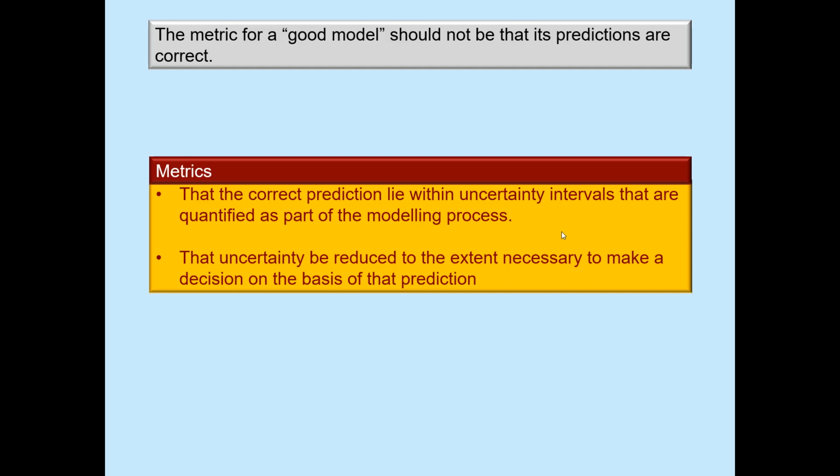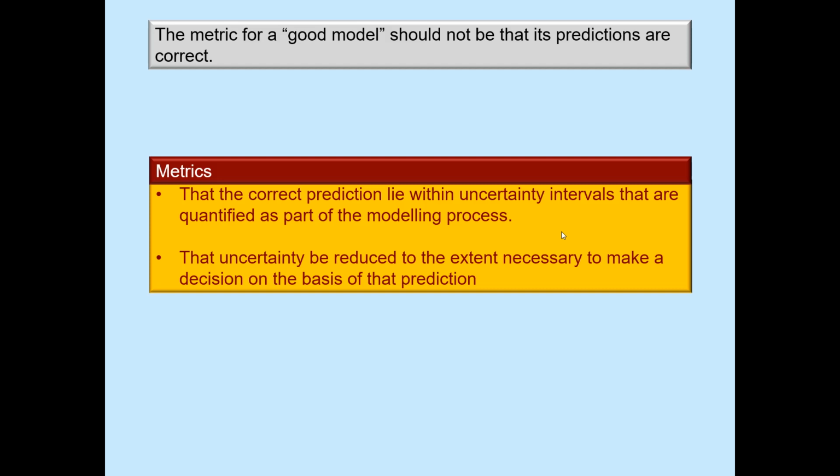The metric by which we should judge a model that's going to be used to support decisions is not that it makes a correct prediction, because that will never happen. It's that the correct prediction, which we will never know, lies within the uncertainty limits that conceptually we can actually calculate using a model. And the other metric for a model that we use for decision support is that we try to reduce those uncertainty limits to the extent we need to make a decision. Sometimes that will be to the minimum that the information content of the calibration data set allows. Sometimes it will be just enough to rule out the possibilities that certain bad things will happen.